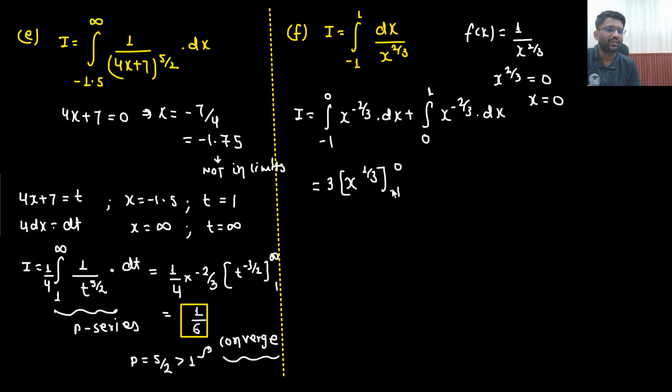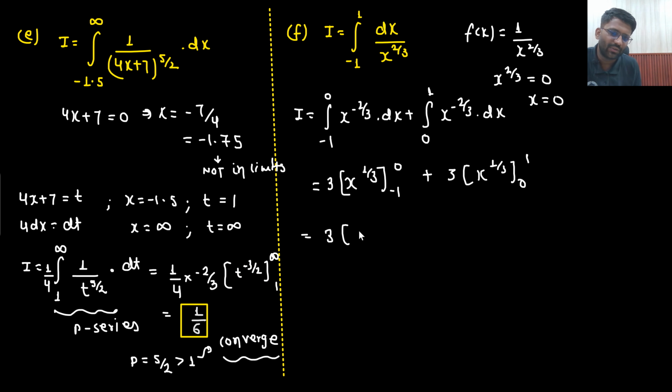Did you understand this point? x to the power minus 2 by 3 was there. So how did I solve it? x to the power minus 2 by 3 plus 1, divided by 1 by 3. So this will become 3 x to the power 1 by 3. And similarly here as well I will get 3 x to the power 1 by 3, going from 0 to 1.